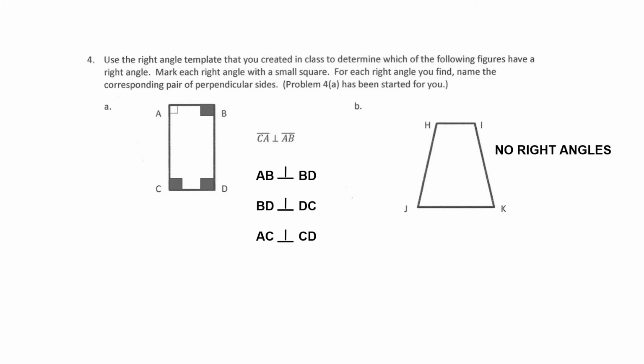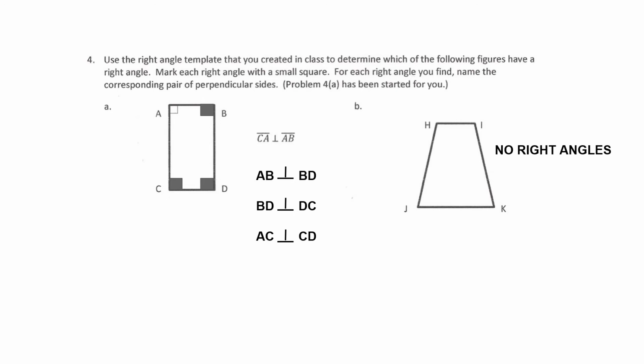So I found another one, AB, BD. There's a right angle here. So AB is perpendicular to BD. And then here, BD is perpendicular to DC. So BD is perpendicular, and that's why the square is here, to DC. And finally, AC is perpendicular to CD. And do you notice that it says C, C, D, D, B, B, A? Because that's where they intersect. So these letters should match.